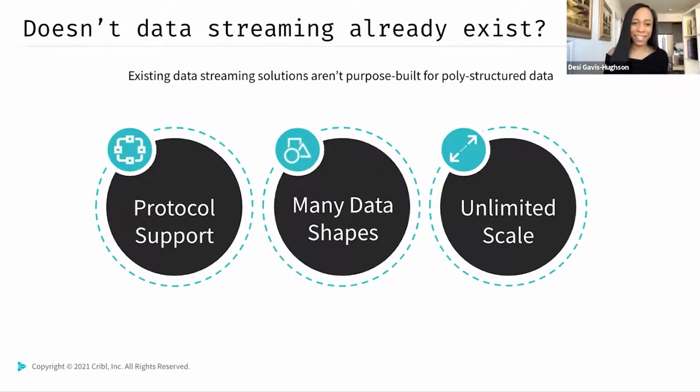Data streaming does already exist, but the data streaming solutions that do exist are not purpose-built for polystructured data. On the other hand, an observability pipeline, which is what Cribl LogStream helps put in place, is purpose-built to work with even the most complicated data formats. So the data you need probably exists in multiple sources with different protocols that dictate how that data is generated and collected. You've likely got data coming in a variety of formats, and those formats may not always match the ones required by the tools you use. And you've probably also come across streaming solutions that just couldn't scale with your business requirements. Cribl LogStream can. We've tested it at over 20 petabytes of data a day.